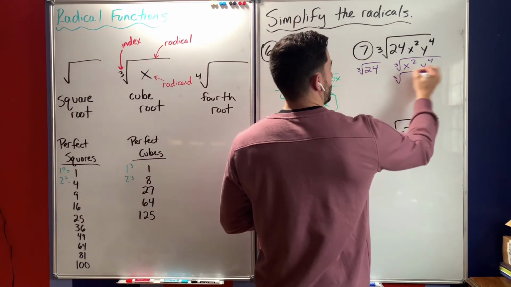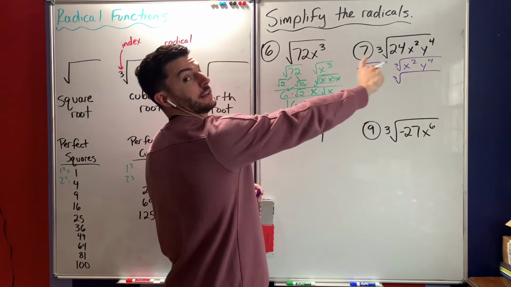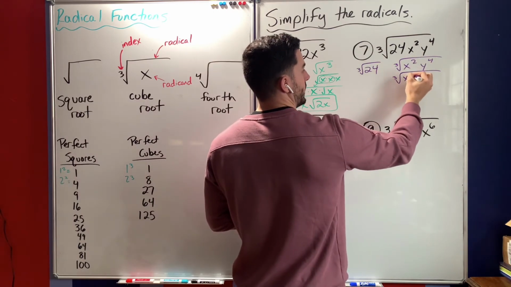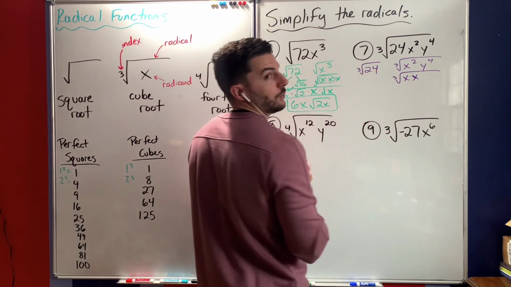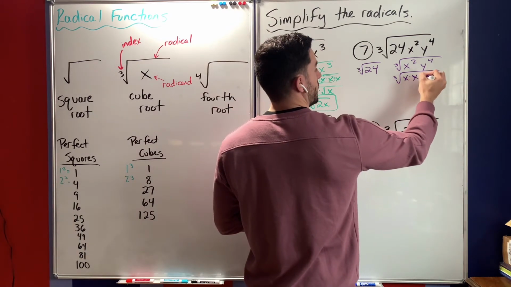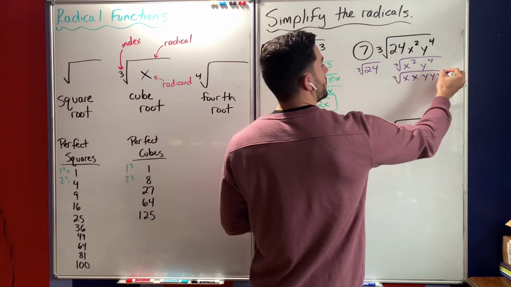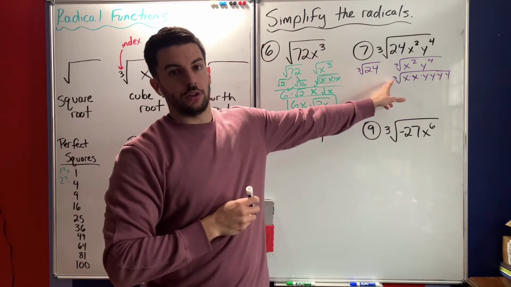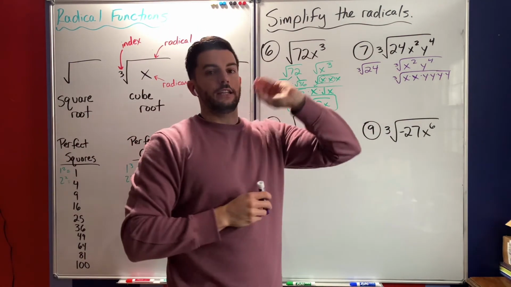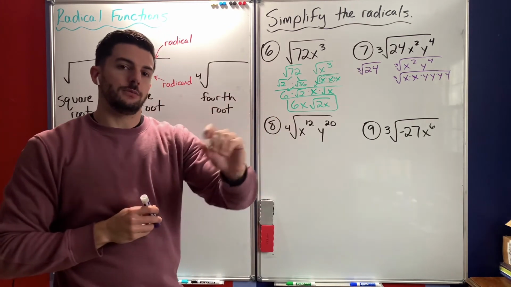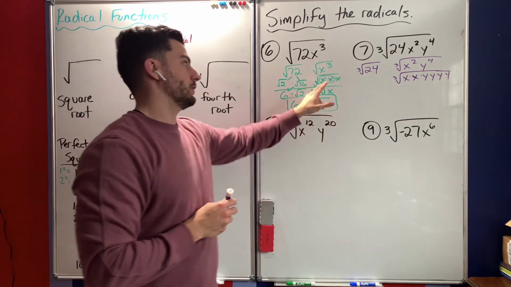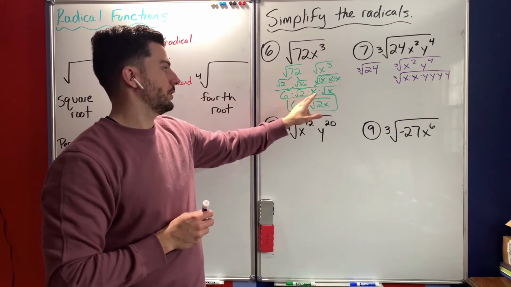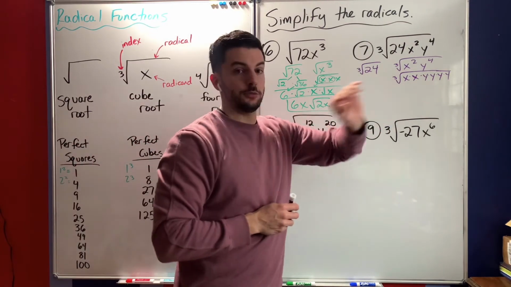What I like to do with my variables is expand them. So x squared would be x times x, and y to the fourth would be four y's: y times y, y times y. Now think about this. With a cube root, I need groups of 3 to be able to pull it out of the radical. With a square root, I only need groups of 2 of the same thing to pull it out, but in a cube root, I need groups of 3.